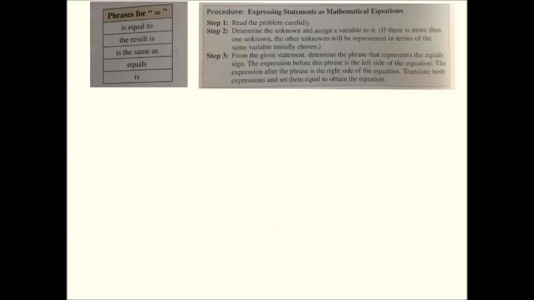Then, the second one is to determine the unknown and assign a variable to it, and then step 3 is to determine the phrase that represents the equal sign, and that divides it into two halves. And then you're going to have to find all the words that mean all the mathematical things. Numbers are pretty easy to find. Operations sometimes are a little bit difficult. So we'll go through some examples and I'll show you what I'm talking about.